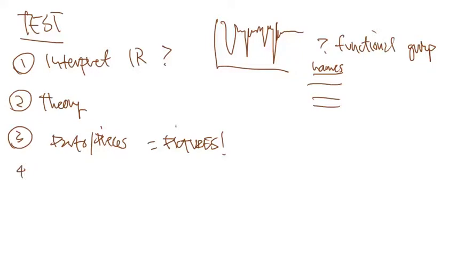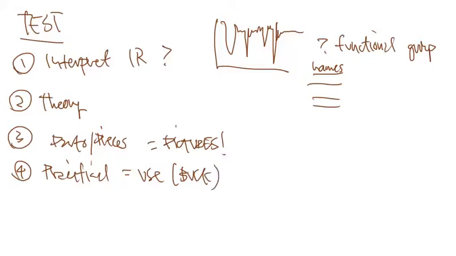And then finally, number 4 is going to be somewhat like a practical. You're actually going to have to use the instrument, and we're going to use the old one here, the Buck. So you're required to put your sample on a salt crystal and run it. But if you use the infrared instrument, can you identify the functional group that is present on the sample that you're given? That's the thing.